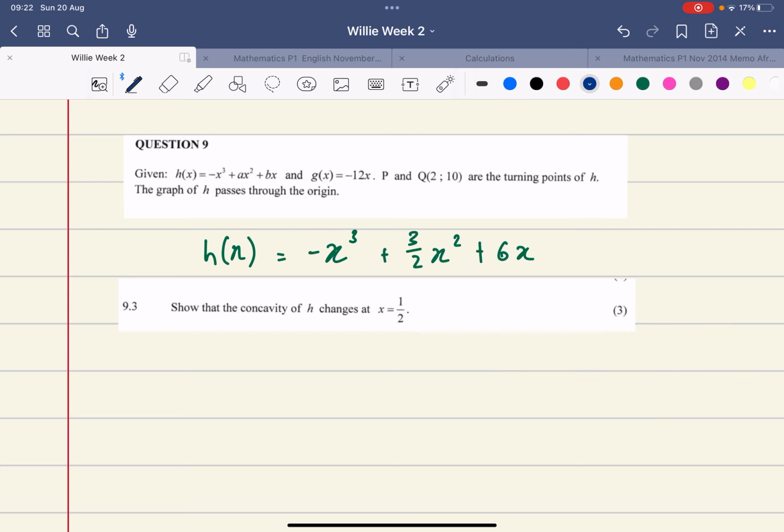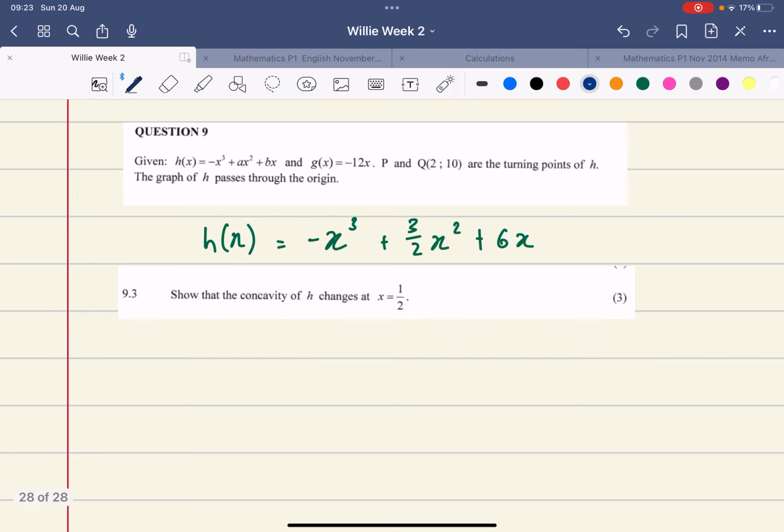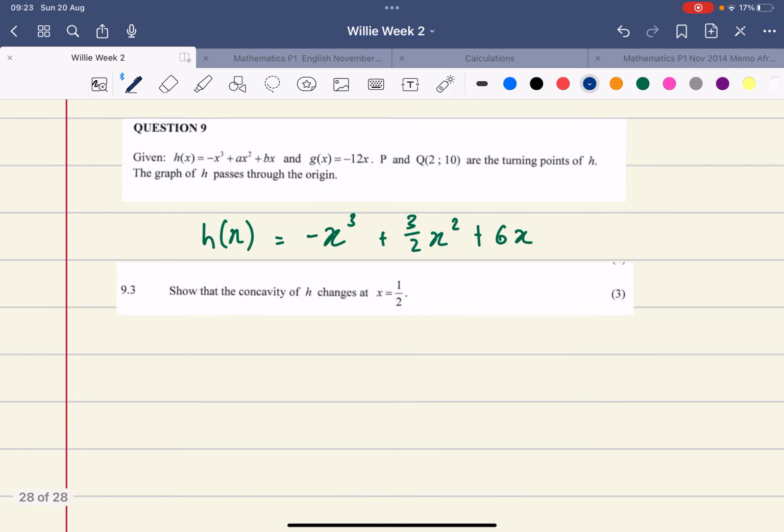Well, we know from our theory that the concavity is described by the second derivative. So the second derivative describes concavity, and if it's positive, it means it's concave up, and if it's negative, it means it's concave down. So we need to show that around x is equal to a half, we have a change in sign. Okay, so let's do this.